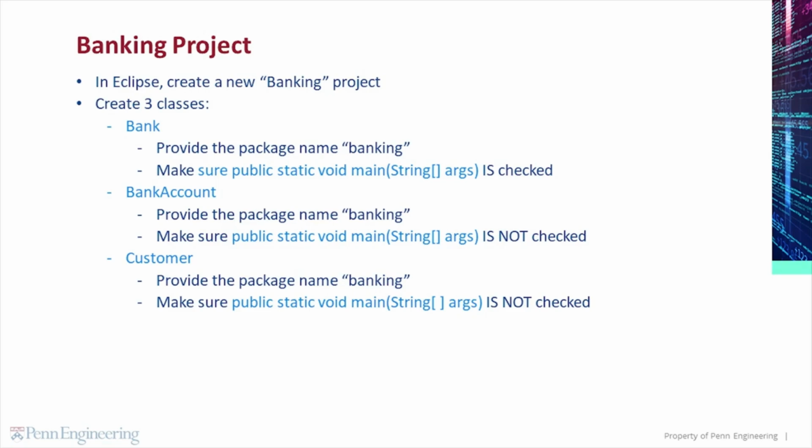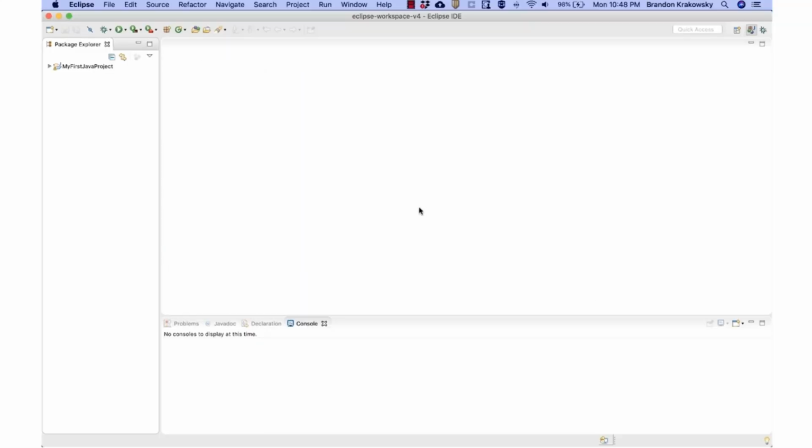Let's create a banking project. In our project, we'll have 3 classes. A bank class that will represent a bank for managing customers and their bank accounts. A bank account class that will represent a checking or savings bank account for a customer. And a customer class, which will represent an actual customer of a bank. The first thing I'm going to do is create a banking project.